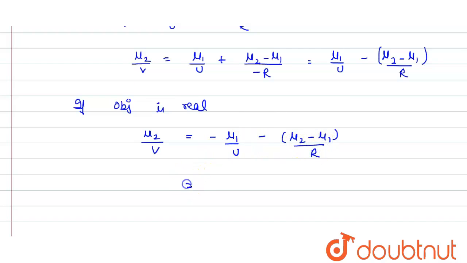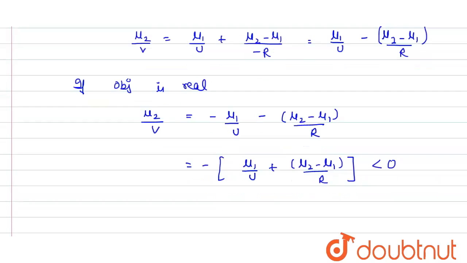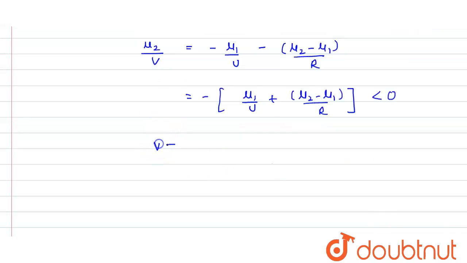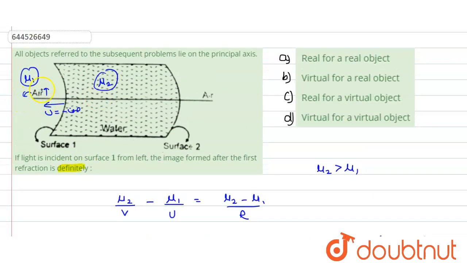Now we can take the negative as common, then it would be mu1 by u plus mu2 minus mu1 divided by r. Now mu2 minus mu1 would be greater than 0, so this value would be positive. So the whole mu2 by v value turns out to be negative, because the bracket term is positive and it is multiplied by a negative. So this value would be less than 0. That means v would be negative. What does it mean? It means the image would be on the same side as the object. For example, this is our object, so the image would also be on the same side. Let's say this is our image.